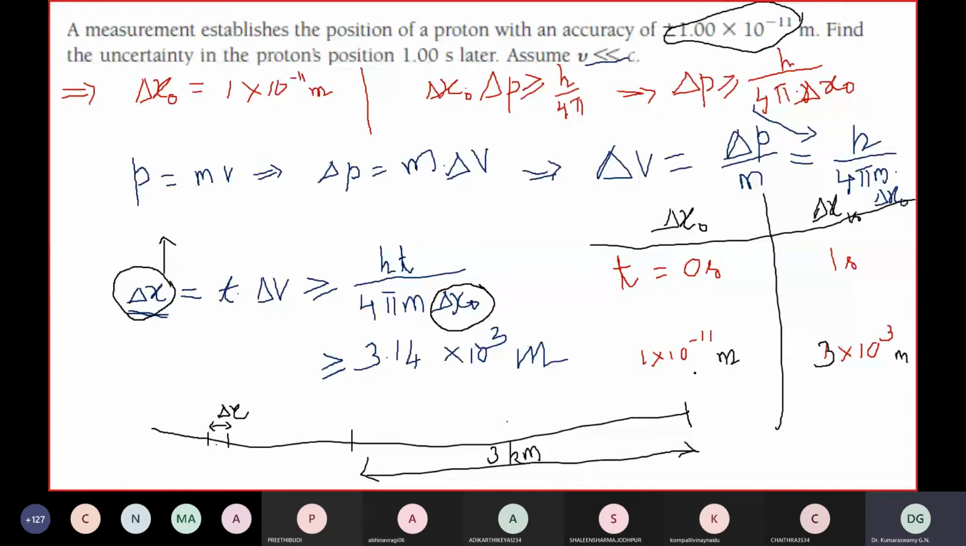We'll go to the next problem. Note down. Did you note down this? Yes, sir. Okay.